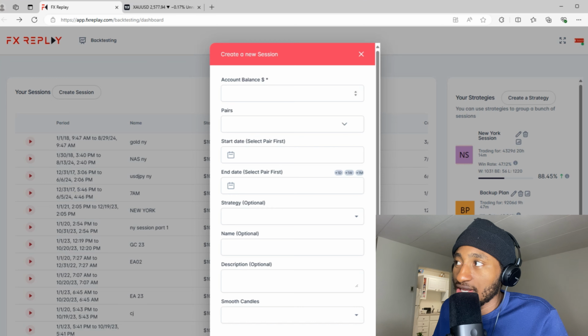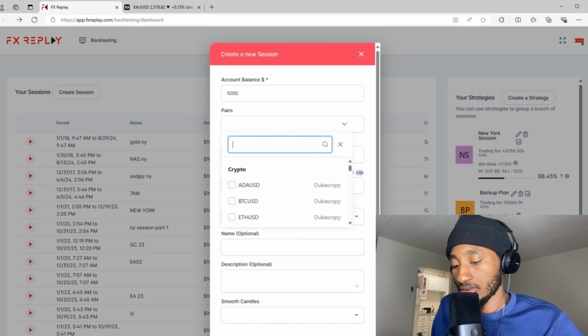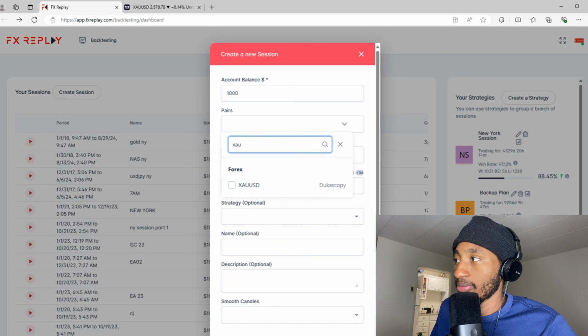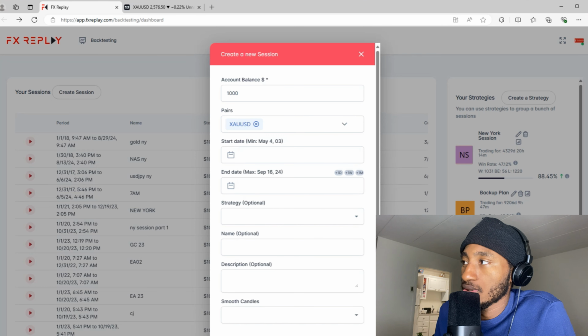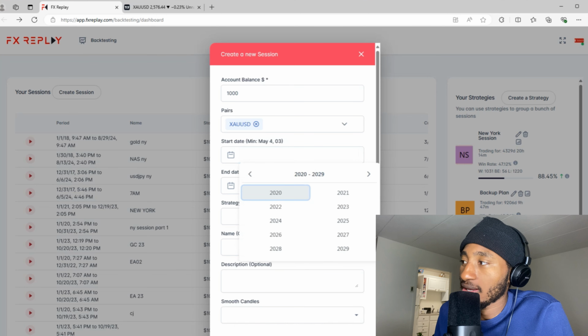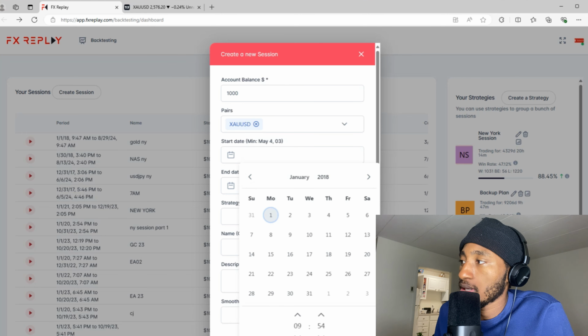Right. So let's say you have $1,000 in your personal account. You want to put $1,000 here, right? So we're gonna be trading what? Gold. We're gonna be backtesting gold. So on the start date, you want to go all the way back, like maybe 2018, right?